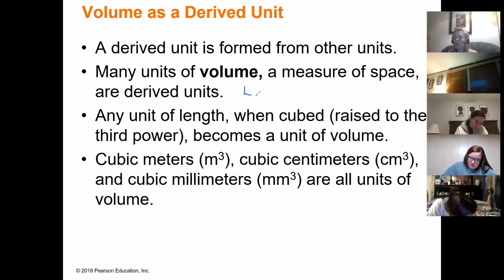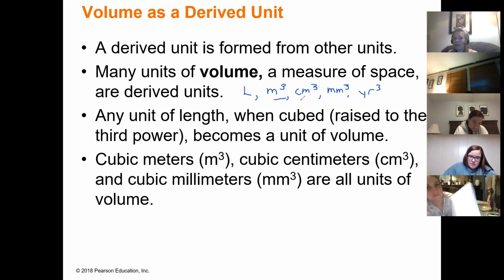But other things we can use for volume are things like meter cubed or centimeter cubed. Have you heard of a cc, like administer 50 cc's? That's a centimeter cubed. We also have a millimeter cubed. You may have heard of something called a cubic yard if you've ever done any landscaping or gotten mulch delivered to your house, a cubic yard.